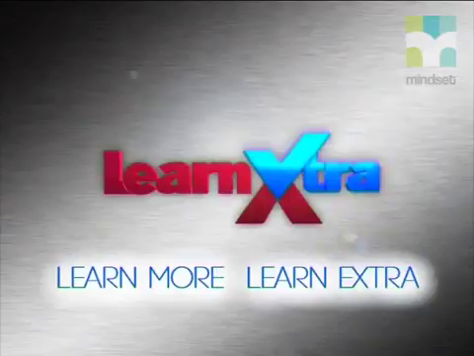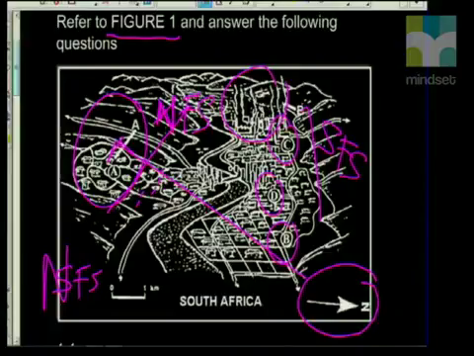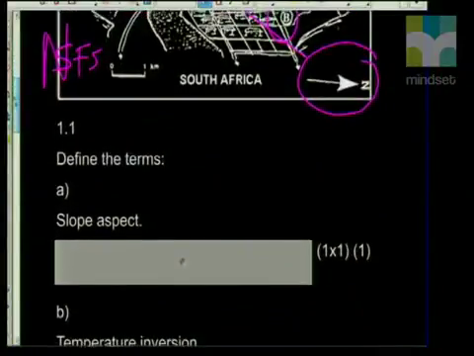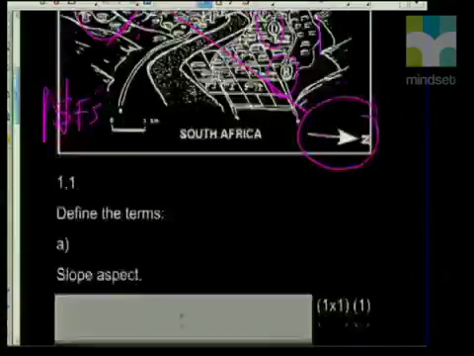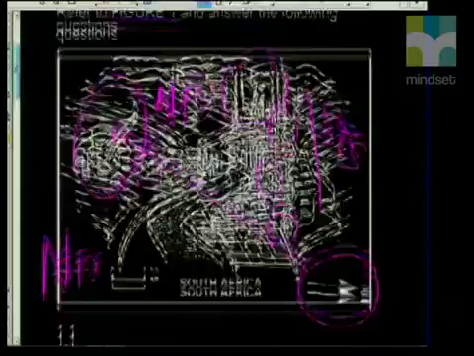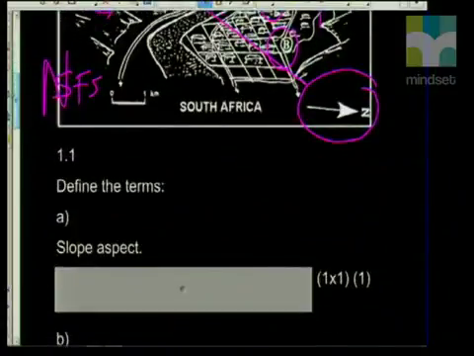Factories, etc. in the valley floor. So maybe possibly temperature inversion. But let's start looking at the questions. Define the terms. Can you see it already? We looked at our diagram and we see already we worked up aspects of slope. So define the term aspect of slope.